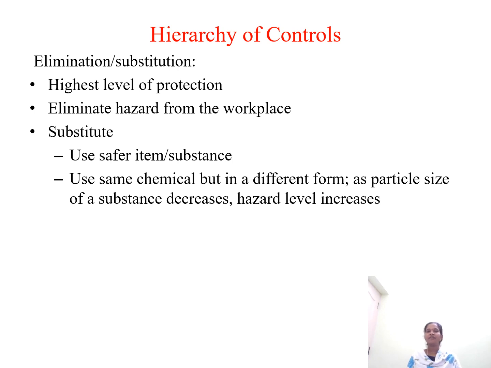In the hierarchy of control, they will go for the elimination of the hazard or substitution of a different substance for reducing the hazard. First, that is the highest level of protection, they will eliminate the hazard from the workplace. They will substitute using a safer item or substance. In the chemical industry, they will use the same chemical but in a different form that is not hazardous. It should be remembered that as the particle size of the substance increases, the hazard level increases.